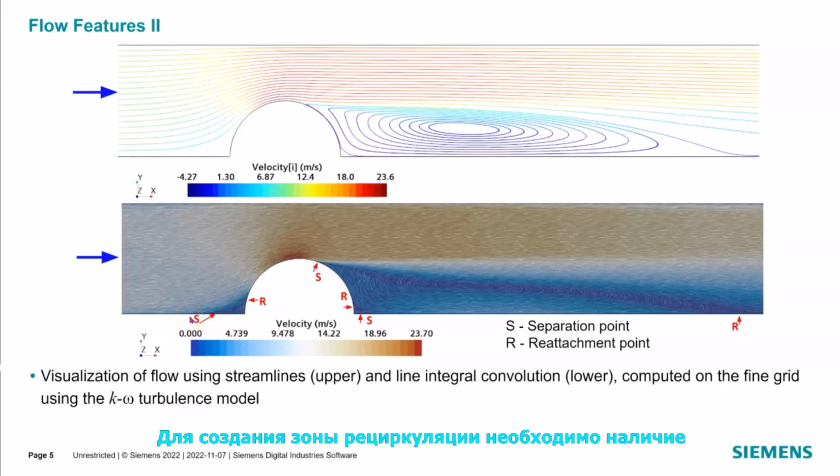For the creation of a recirculation zone, both adverse pressure gradient and a wall in flow direction need to be present. The separation and reattachment points are here marked by S and R respectively.